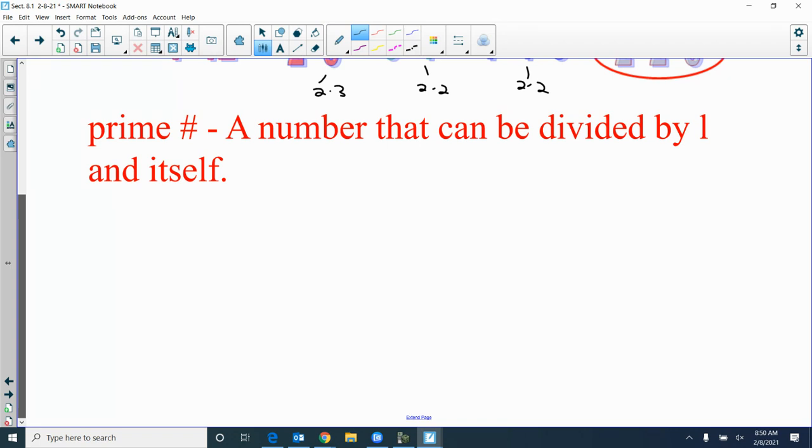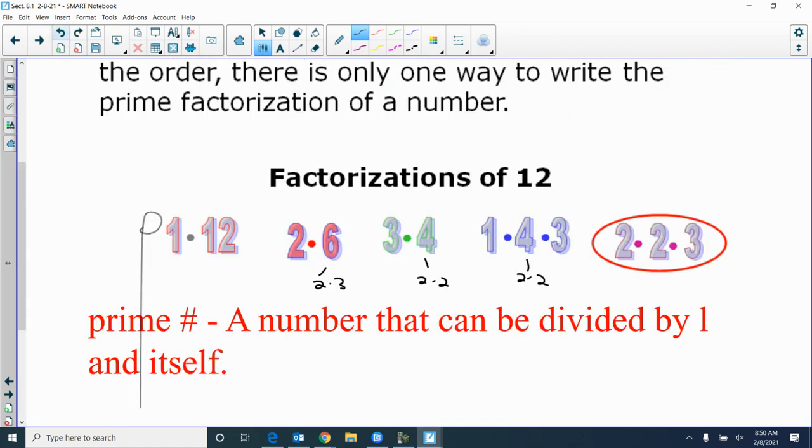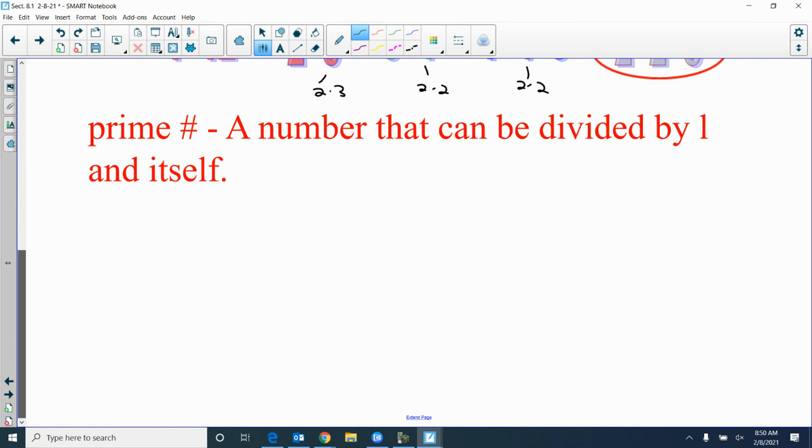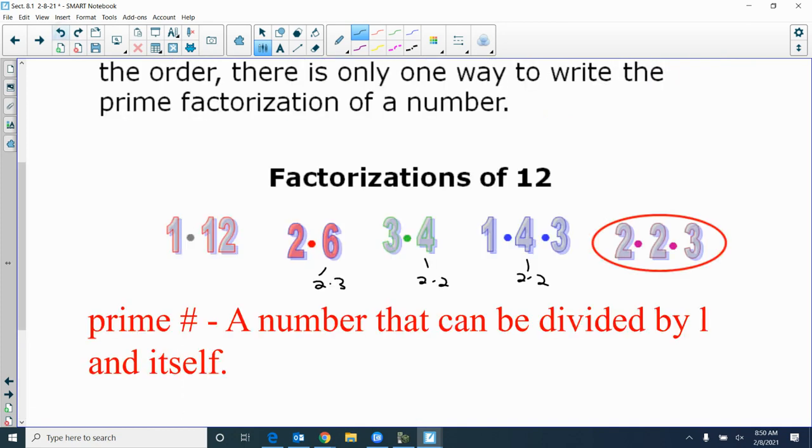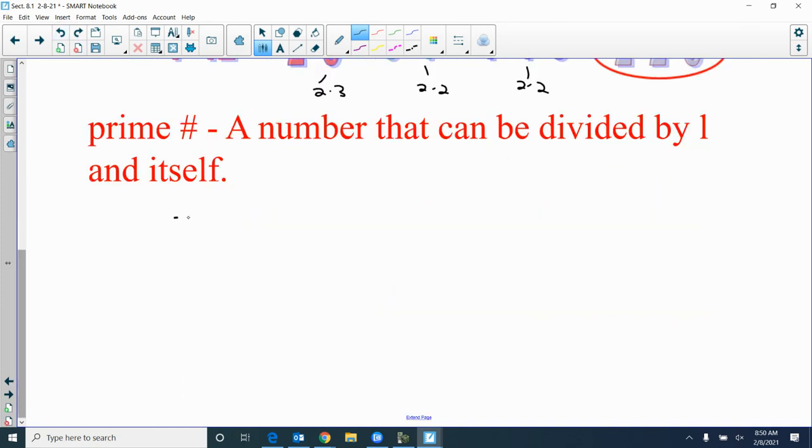Can you give me some prime numbers? Yeah, 7. 11. Okay, 11. What's the first prime number? 2. Okay, 2 is a prime number. 3 is a prime number. 2 is the only.